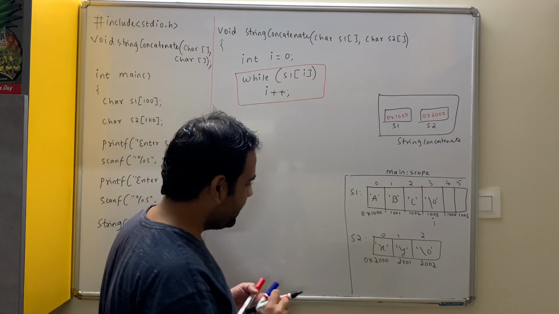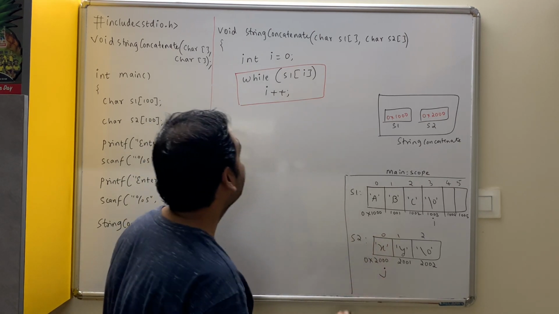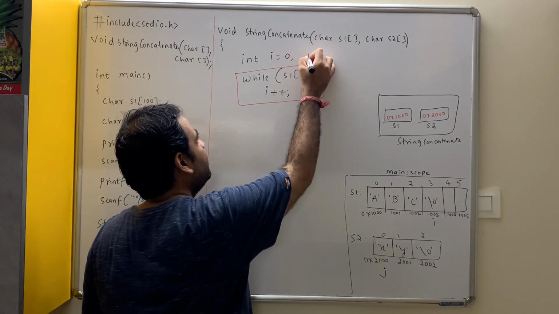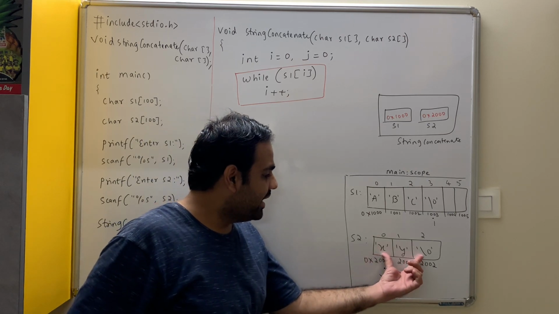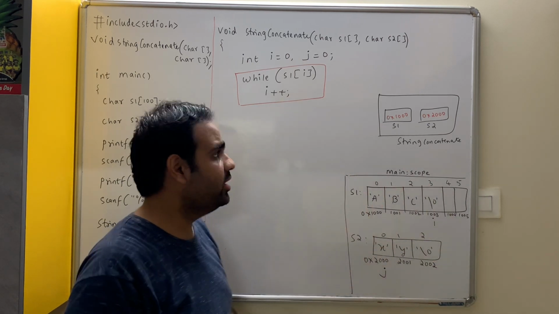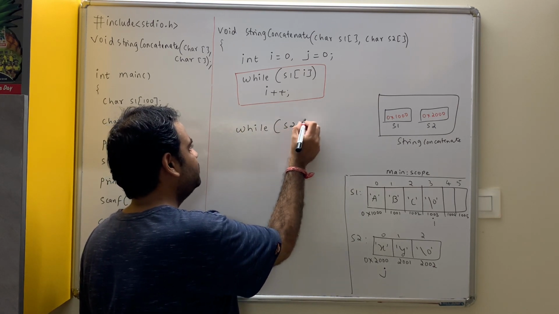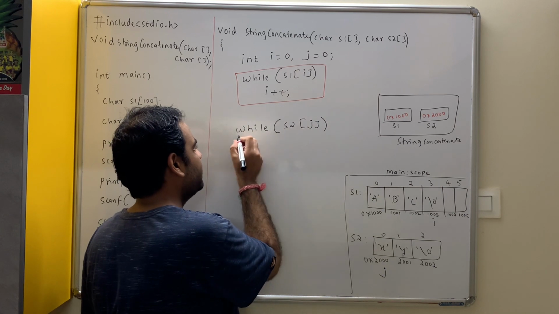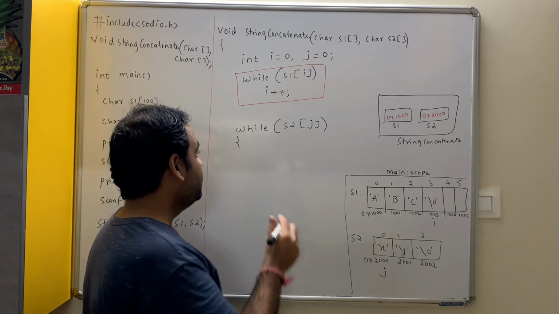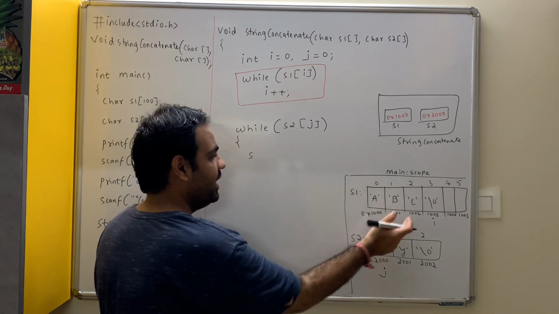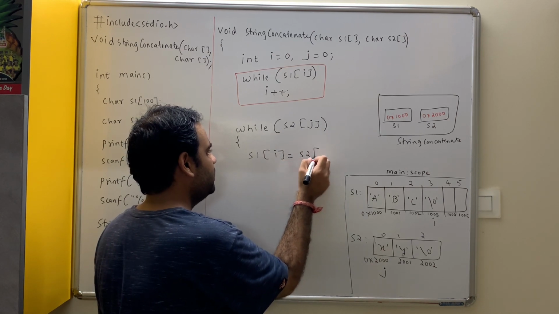Now I need to start taking from the 0th index. Therefore let me take one more index called j, and I say int j is equal to 0. What I need to do is go till the end of string S2 and copy over here. Hence we say while S2 of j is not equal to null character. Now the value of j is 0, S2 of 0 is x, not equal to null character, yes. You take S2 of j and write it to S1 of I. Hence we say S1 of I is equal to S2 of j.